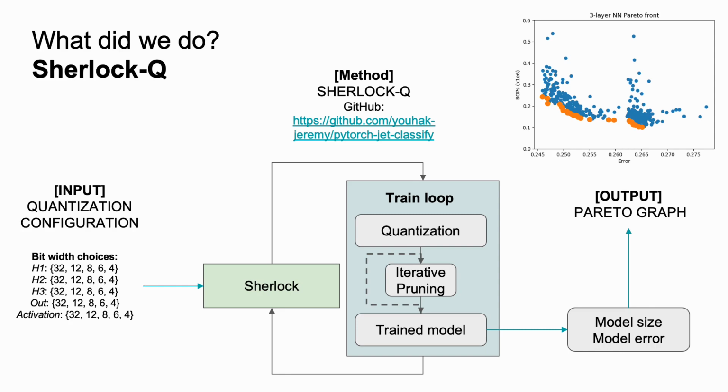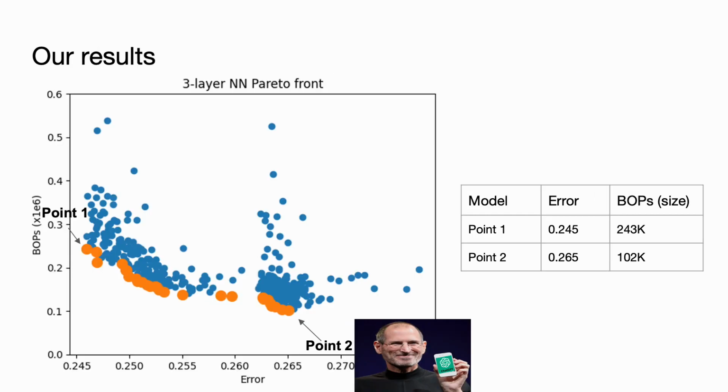A target neural network is a simple MLP model with 3 hidden layers, and the input for Sherlock-Q is quantization configuration. Firstly, Sherlock selects some quantization configuration for initial training. Once it finishes the initial training, we can get some model sizes and model errors, and Sherlock can calculate the Pareto scores with this information, then select the next quantization configuration based on the Pareto scores. After some amount of DSE, we can collect all results, and Sherlock-Q finally shows a Pareto graph.